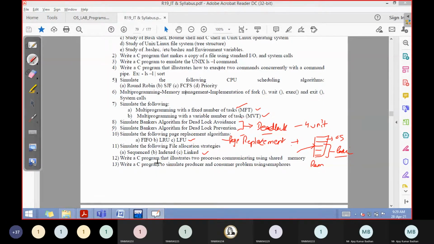And next we have something called sequential, indexed, and linked. These are also related to files. As I told you, information is stored in a file hierarchy. So how can we access this hierarchy? We have different strategies for that, and that is what is being referred to here: sequential, indexed, and linked.